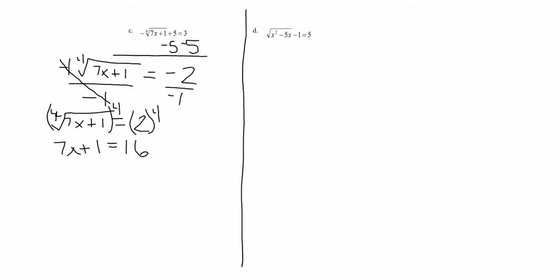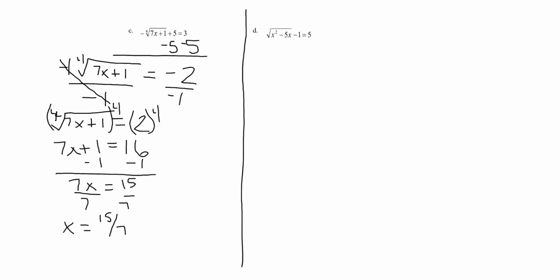Now we're going to solve our equation. So we will subtract 1 from both sides. We get 7x equals 15. Divide by 7. So x equals 15 sevenths. And again, it's an improper fraction, but it's in simplest form, and seven doesn't go into 15 evenly, so we're going to leave it as is. And then again, the next thing you want to do is check in the original equation. If we check this, it does work, so that one is a good answer.